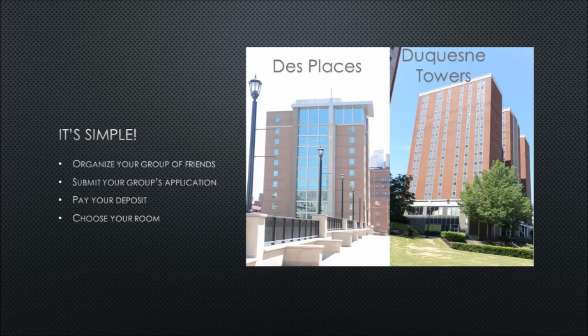To review, group housing is simple. Organize your group, submit your application, pay your deposit, choose your room. Students participating in group housing selection are finished at this point.